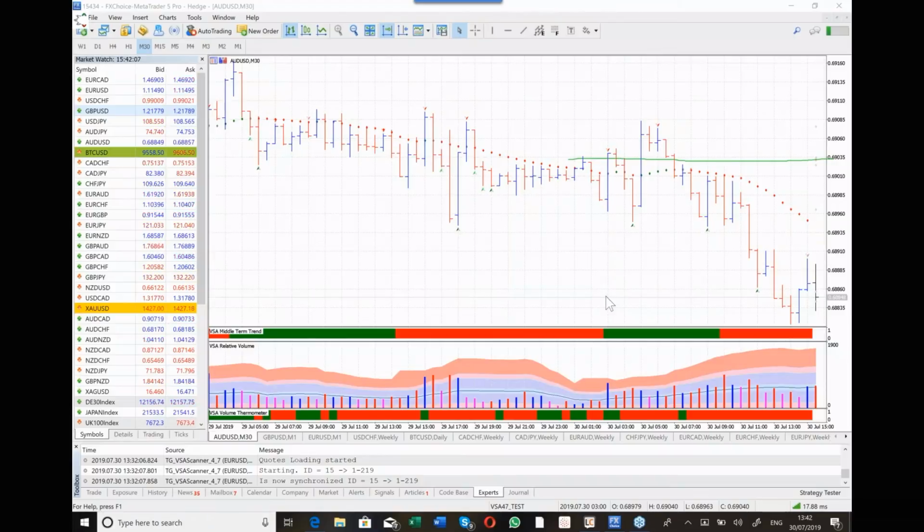Gavin, can you please look into the CAD JPY, first 15 minutes chart, because there might be a setup coming.